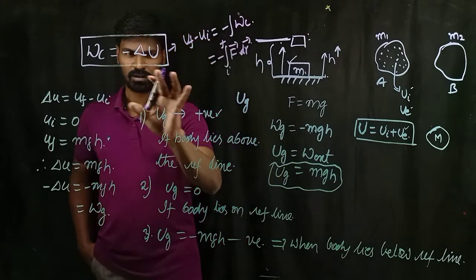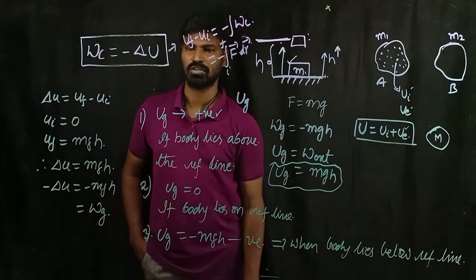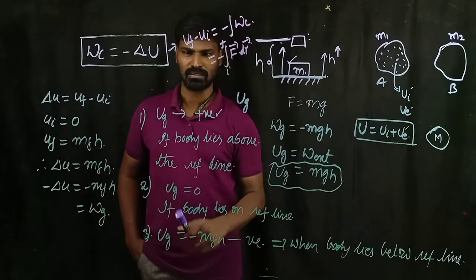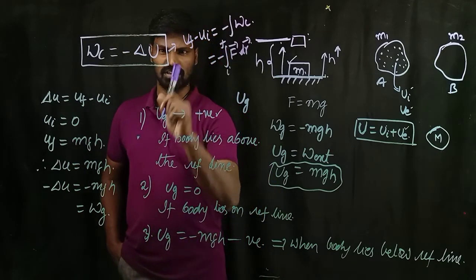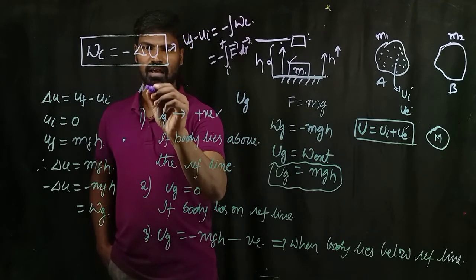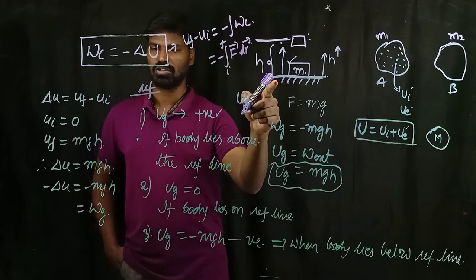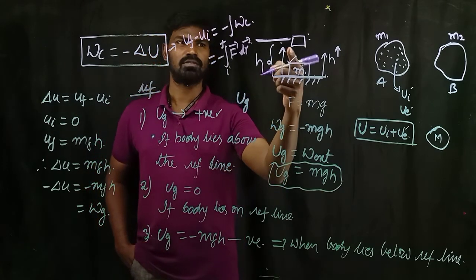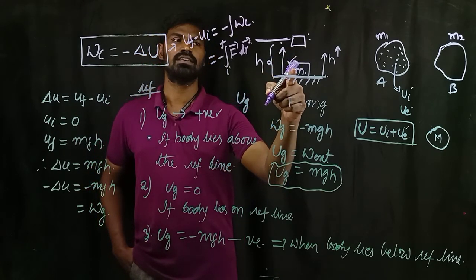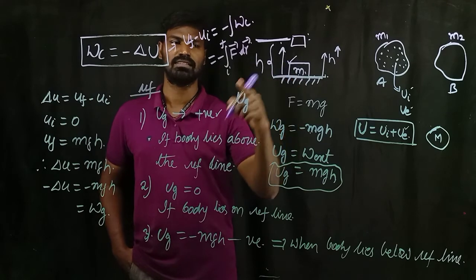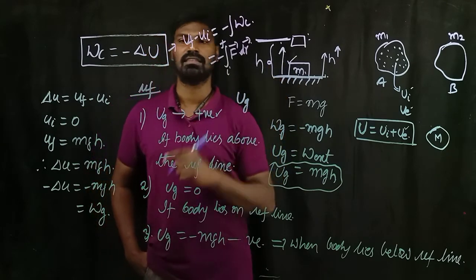These are very important observations regarding potential energy. One more time I am summarizing it. Potential energy, first, depends on our datum line or reference line. With respect to a reference only we can define potential energy. If the body lies above the reference line, potential energy is positive. On the reference line it is 0. If below the reference line it is negative.